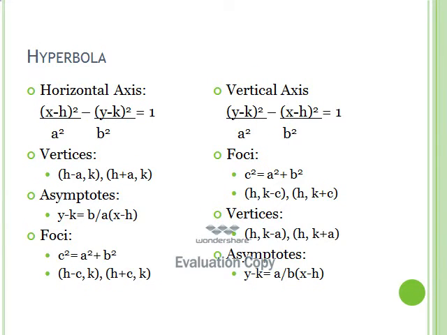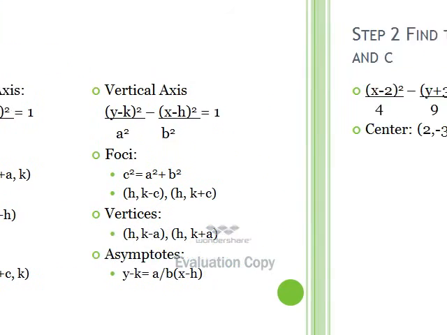There are two different kinds of hyperbolas, vertical axis hyperbola and horizontal axis hyperbola. We know we are dealing with a horizontal axis hyperbola because the x is leading, as in our problem.